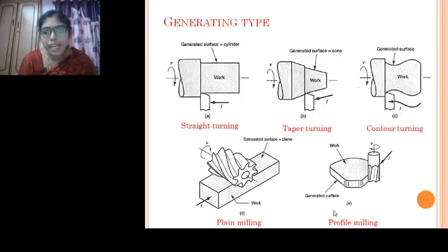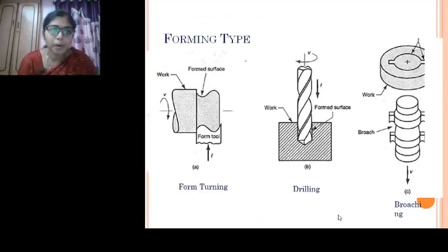In the same way, in a milling operation also, you can observe the same thing. These are some of the generating type of operations. Next, the forming type. As we have discussed earlier, in a forming type the final component shape is dependent on the shape of the tool that is used. Here, in a form turning operation, the tool has a certain shape, which is given here.